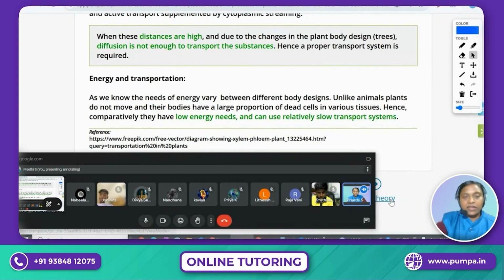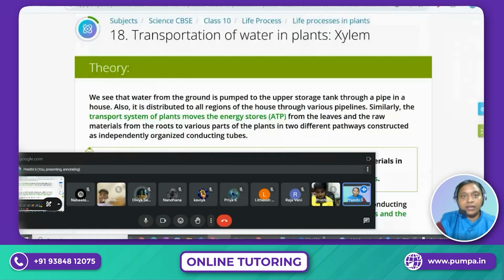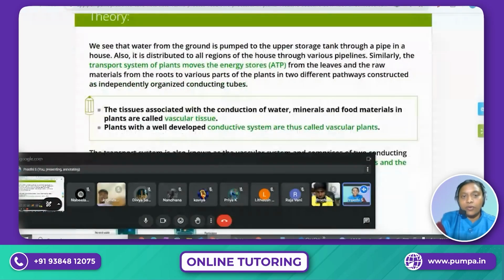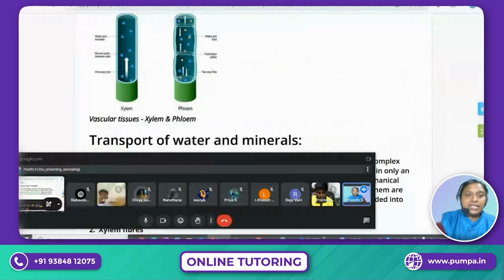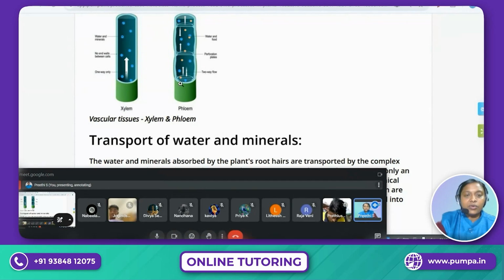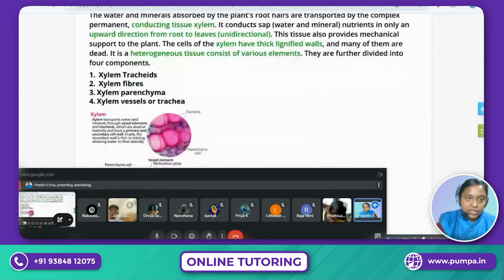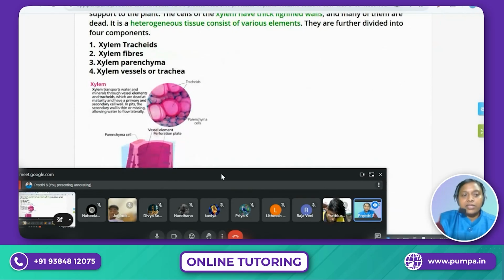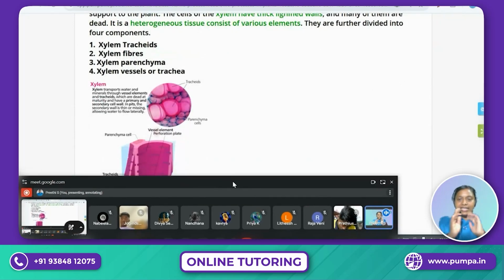So next, we are going to learn about transportation, which means xylem and phloem, in detail. The xylem is one direction, and the phloem is two way. We will see this one by one. First, we are going to learn about xylem. Does xylem have abundant dead cells or abundant living cells? We would have learned in our ninth grade.